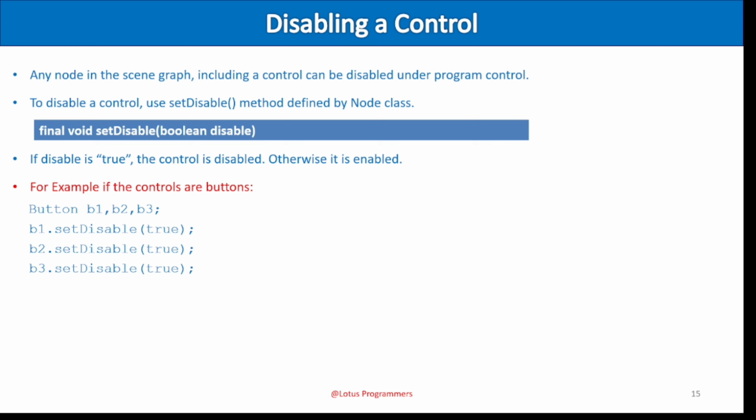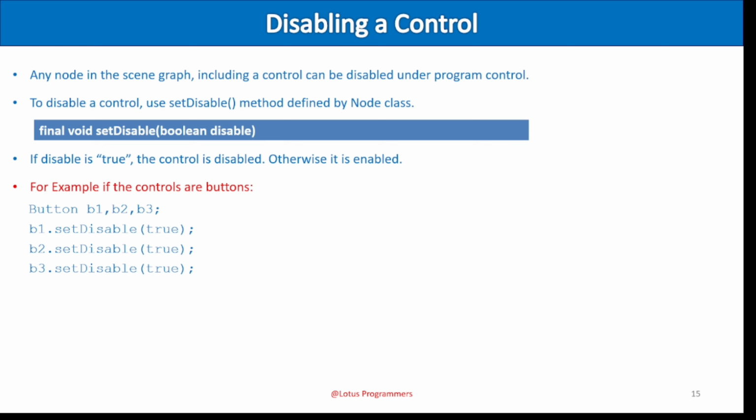In order to programmatically control the enabling and disabling of a control, there is a method defined in the Node class, that is the setDisable method. Using the setDisable method, we can programmatically control the enabling of a control. How is the method used? setDisable(true). When we call setDisable(true), the control is automatically disabled.